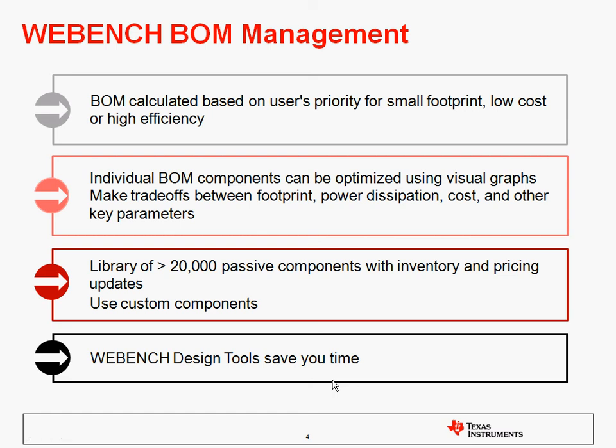Okay, today we've talked about Webbench BOM management. We've shown a design where the BOM was calculated based on the user's priority for small footprint, low cost, or high efficiency. That was the original design that I showed there on the screen. Individual BOM components can be optimized using visual graphs. So you can make trade-offs between footprint, power dissipation, cost, and other key parameters like height, and you can zoom in and check out the details in the graph. Webbench has a library of over 20,000 passive components with inventory and pricing update, and you can also use custom components if you desire. Overall, Webbench design tools save you time.